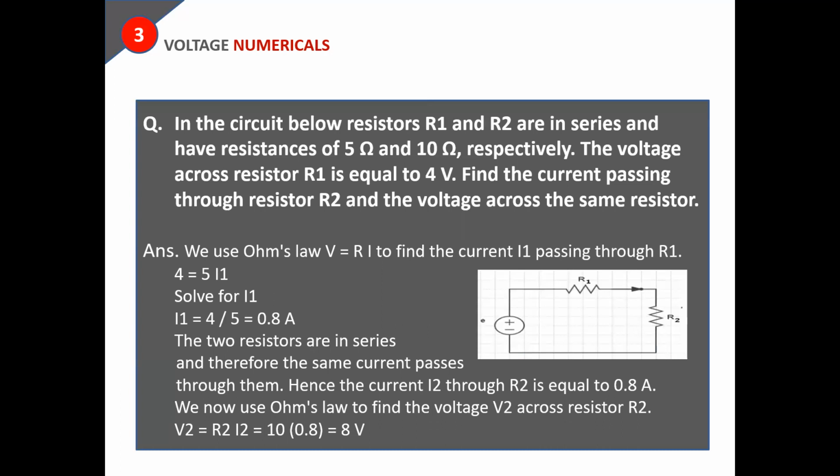If two resistors are in series, the same current passes through them. Hence, the current I2 through R2 is equal to 0.8 amperes. So we now use Ohm's law and find the voltage across resistor 2, which is V = IR. We just got I2 = 0.8 and R2's resistance is 10. So I into R is equal to 10 into 0.8, which is 8 volts.